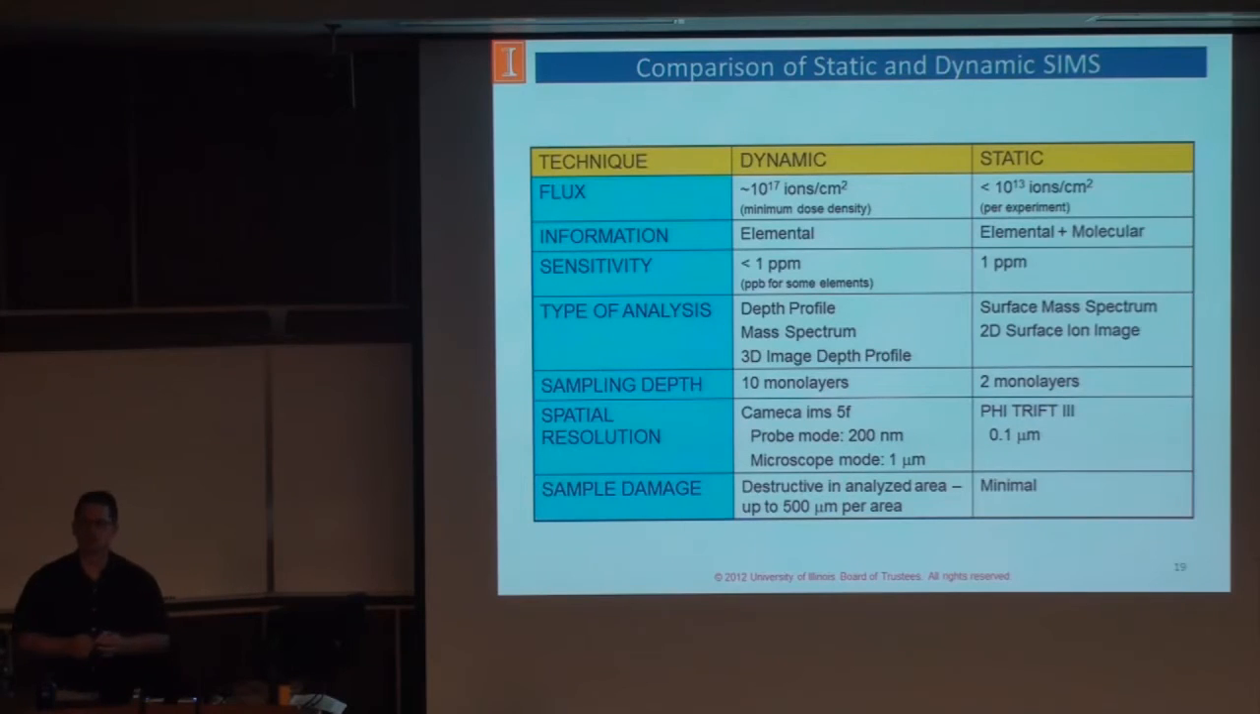Now in SIMS, we tend to talk about two regimes of working. The first is dynamic, and that's what a lot of the early instruments were doing. This is a situation where you're constantly removing material, you're eroding the material, and you get information as a function of depth. But the second is the static mode. The idea there is, if I only affect 1% or less of the surface, then I can say that this is a non-destructive technique, and if I were to come back to the same spot later and do a measurement again, I should get the same result.